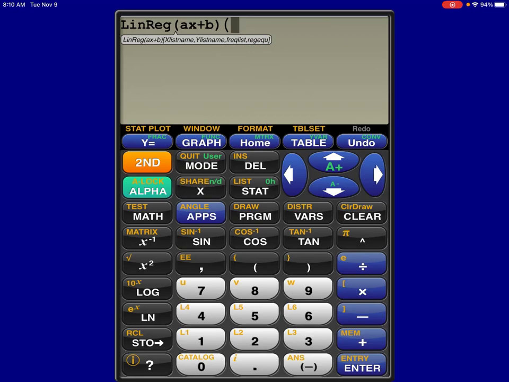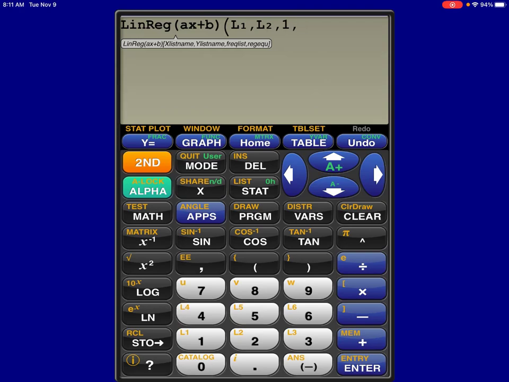And I need to put in lists here. So you can go to second stat, or you can use the keyboard function, second 1 and then second 2. So second 1, comma, second 2. And then it tells me the frequency list. I just want that one time, and then I'm going to do something different here.